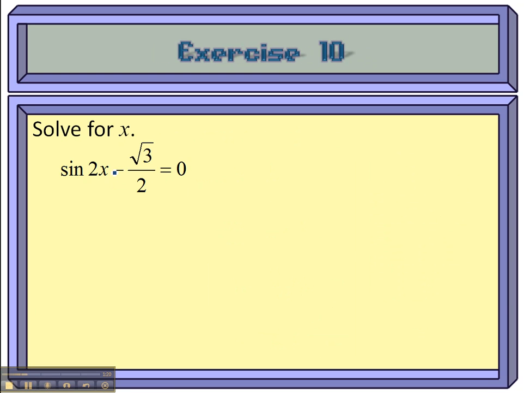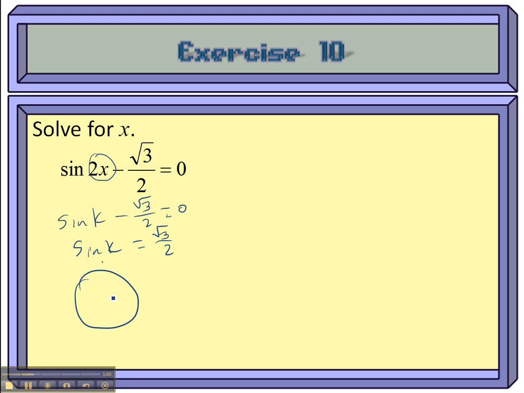Let's try it on this equation. Let's ignore this 2x, make it a k. So sine k minus root 3 over 2 equals 0. Solve this thing for k. Sine k equals root 3 over 2. On the unit circle, sine is equal to square root of 3 over 2 way up here at pi over 3. So k equals pi over 3 plus multiples of the period, 2n pi.